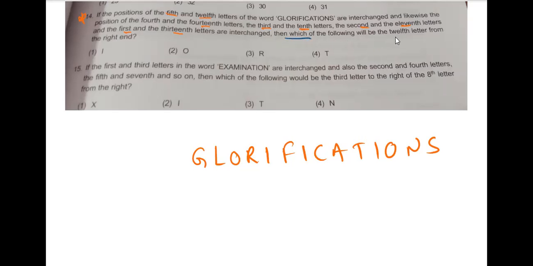Which of the following will be the 12th letter from the right end? First, tell me which is the 12th letter from the right end. 1, 2, 3, it's O. 5, 6, 7, 8, 9, 10. The 10th letter from the right end is I. This one, right? Yes, sir, it's O.